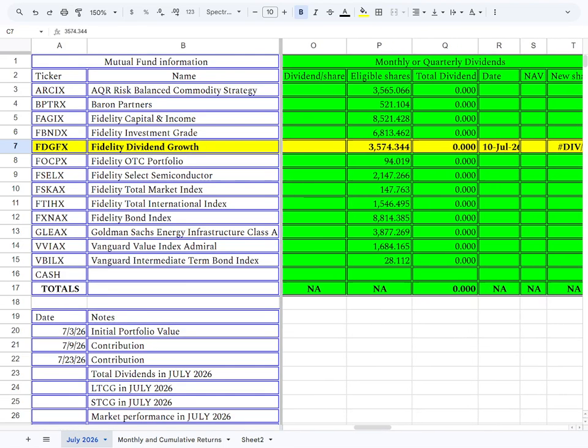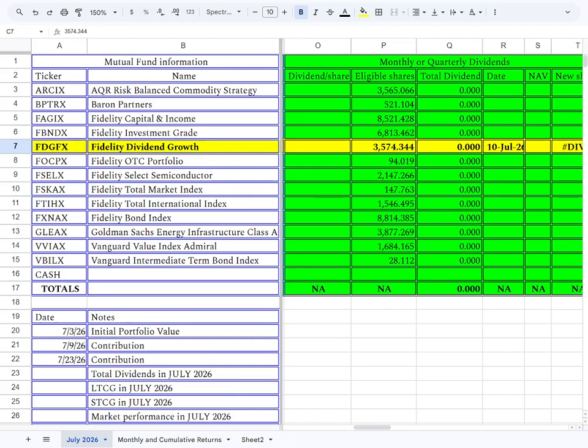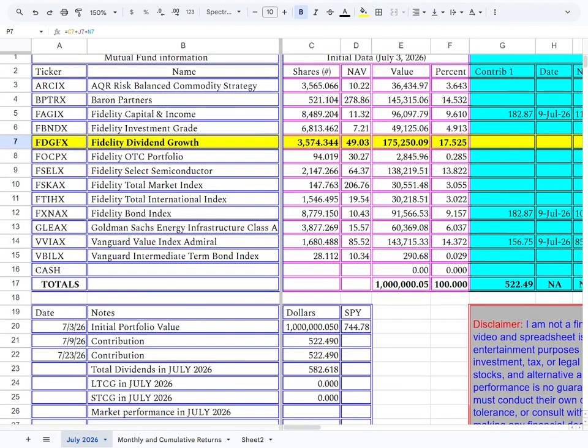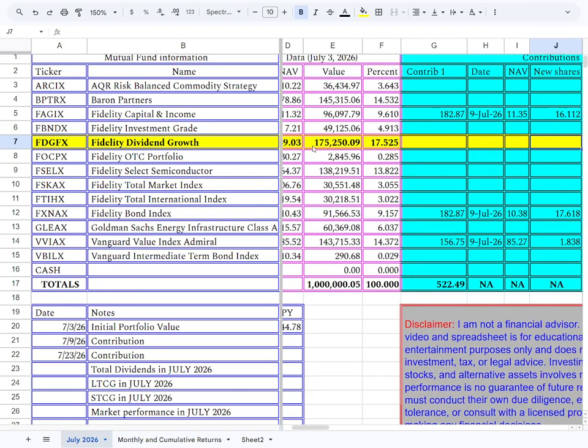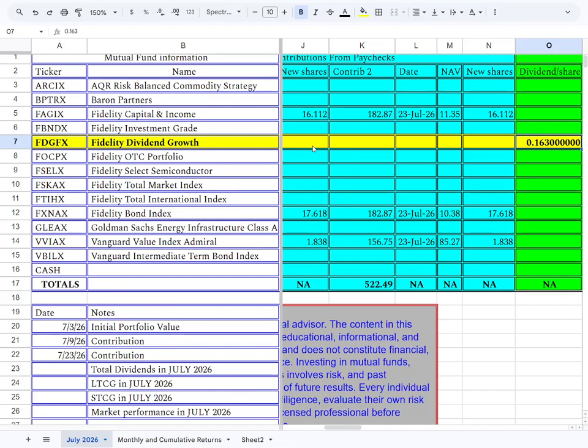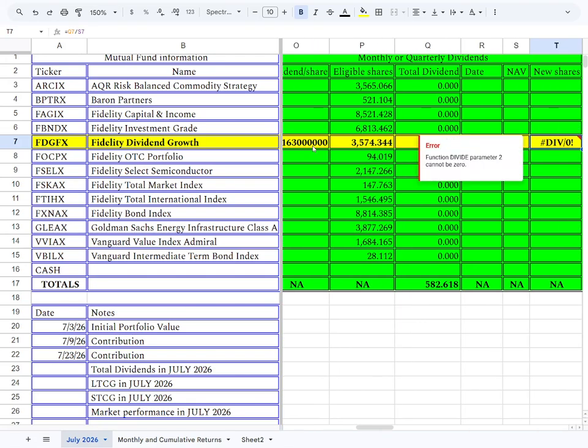So this one, monthly or quarterly dividends. This mutual fund paid $0.163 per share and the number of eligible shares I had was 3,574.344 as you see here. I started with that many shares and I have not contributed anything via paychecks to that particular mutual fund. I mean, I contributed to others, but not that one. So the shares remain the same.